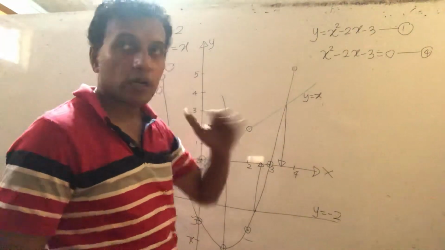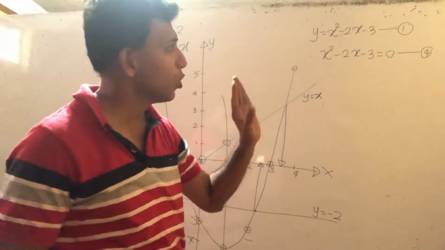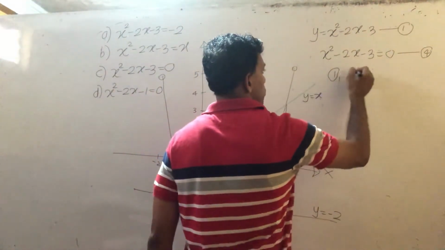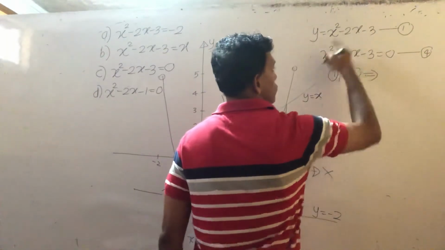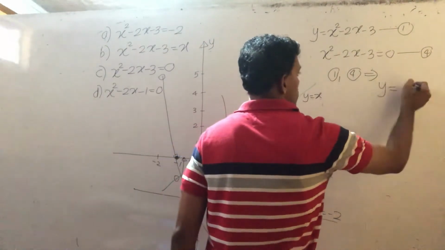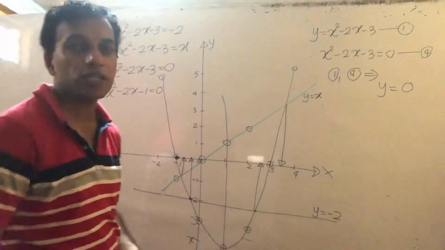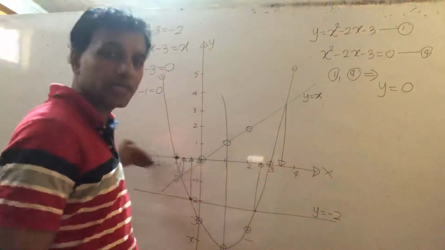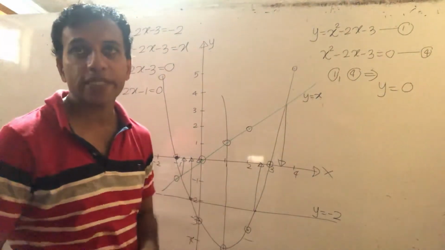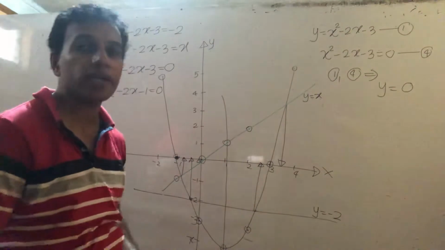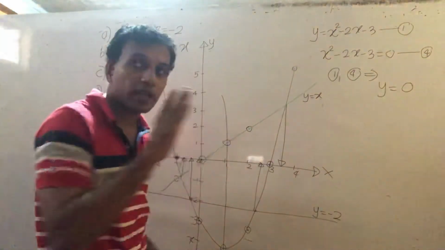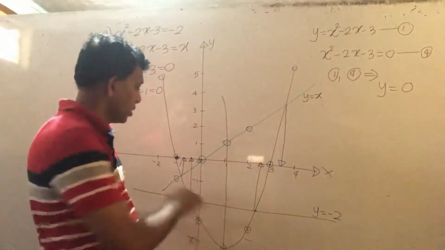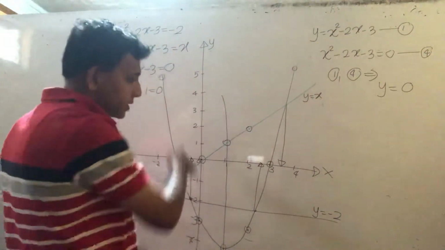Same method. Always try to remove the x squared. See properly, equation 1 and 4 give you y equals 0. What is y equals 0? The x-axis. Y equals 0 means the x-axis, and x equals 0 means the y-axis. So it's a straight line. Where does this line cut the parabola? See where.